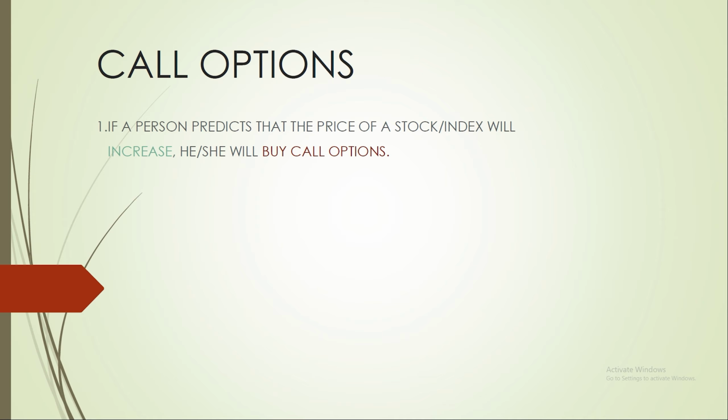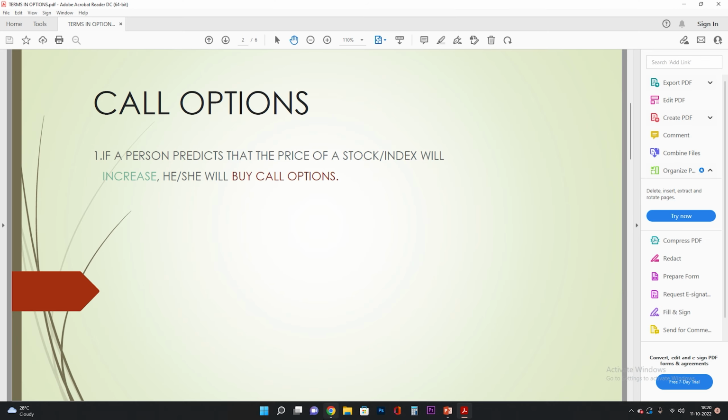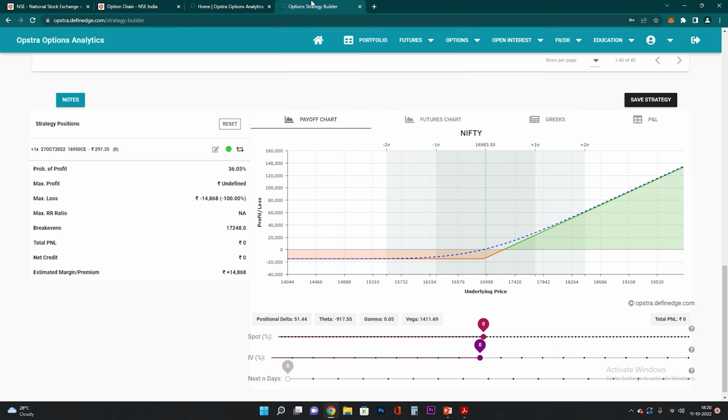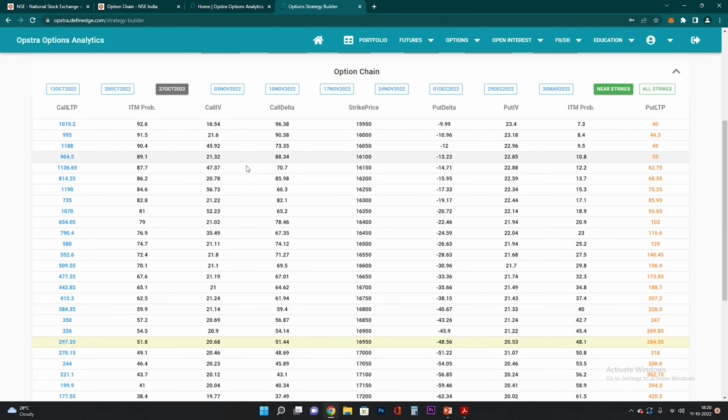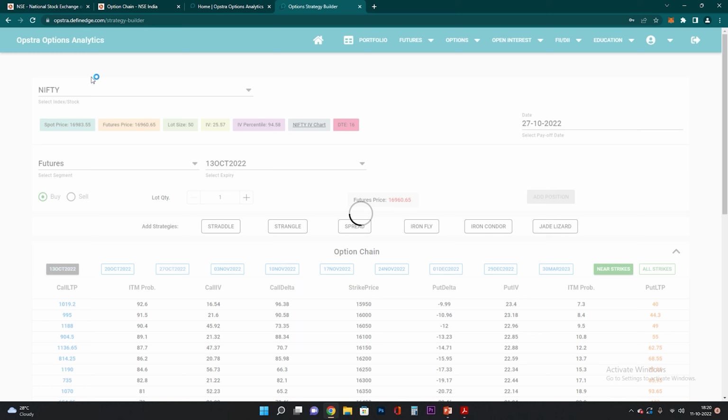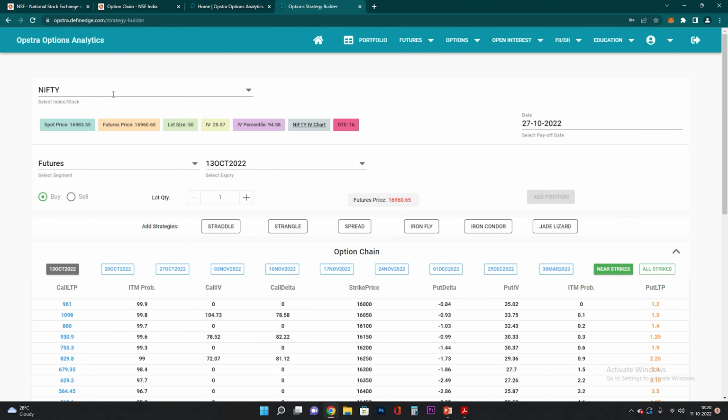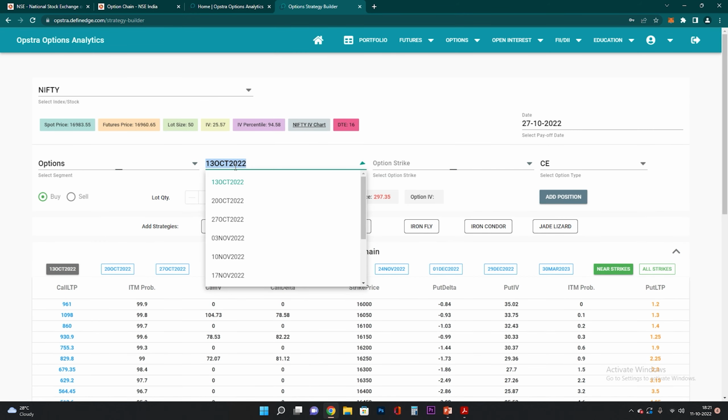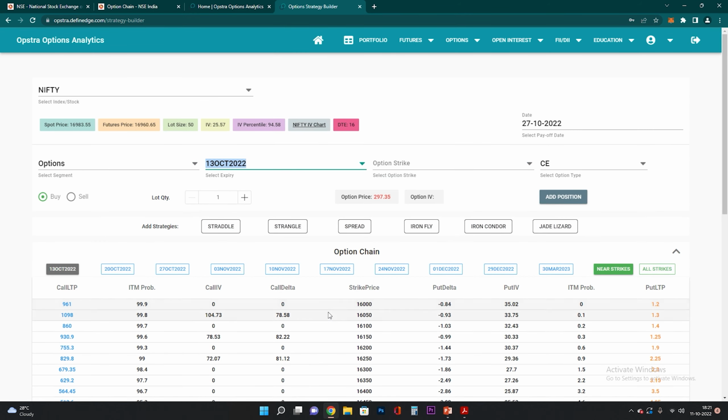What is a call option? Consider if a person predicts that the price of a stock or index will increase in future, he will buy the call options. I will show you in Opstra. Consider I'm taking Nifty options. I'm choosing the 13th of October as an expiry date.